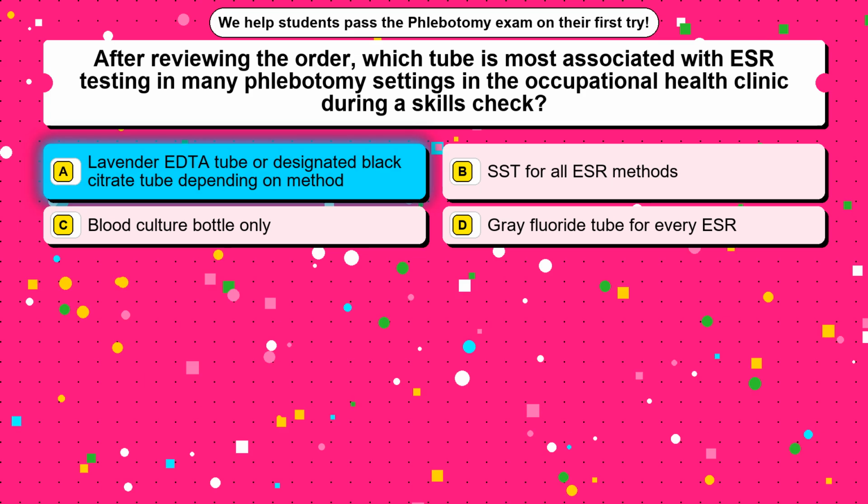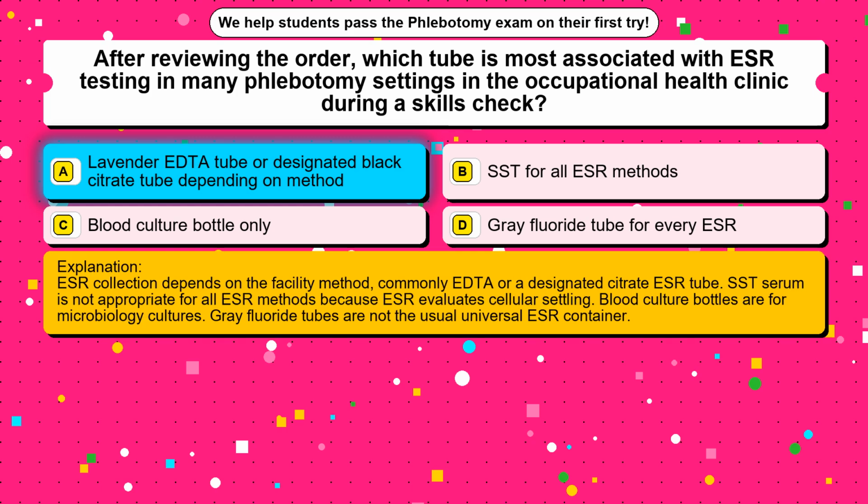The correct answer is option A. Lavender EDTA tube or designated black citrate tube depending on method. ESR collection depends on the facility method, commonly EDTA or a designated citrate ESR tube. SST serum is not appropriate for all ESR methods because ESR evaluates cellular settling. Blood culture bottles are for microbiology cultures. Gray fluoride tubes are not the usual universal ESR container.